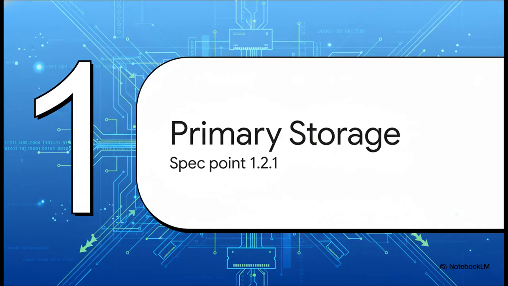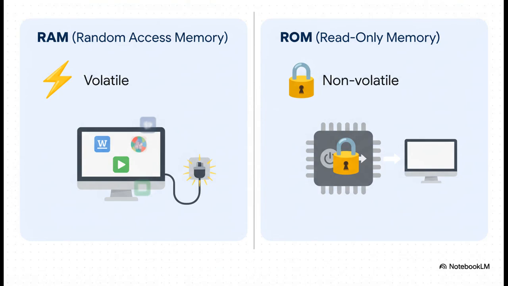Okay, first stop, primary storage. This is the computer's short-term memory, the stuff it's working with right this second. And for your revision, this is all covered under Spec Point 1.2.1. Now this is the big one, RAM versus ROM.